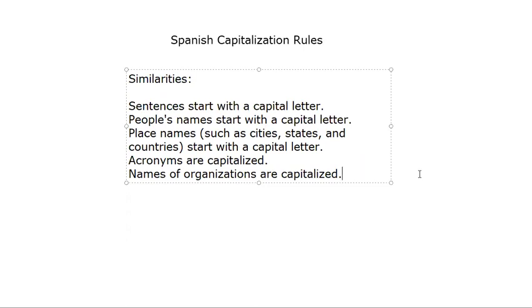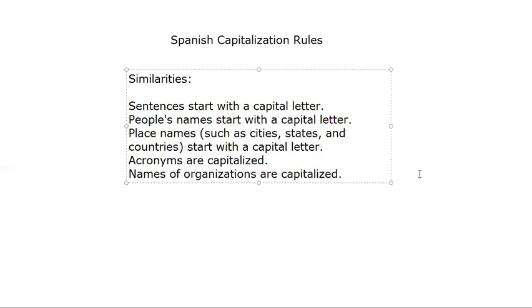First off, sentences in Spanish start with a capital letter. That's good. That's what we're used to. Easy enough. People's names also start with a capital letter. So if somebody's name is Gregorio or Jose or Ana or whatever, it's going to start with a capital. Place names for cities, states, countries, things like that are going to start with a capital letter. So Uruguay, Bolivia, Estados Unidos, any country name, any city name like Madrid, or states or provinces, regions, whatever, those are going to start with a capital letter as well.